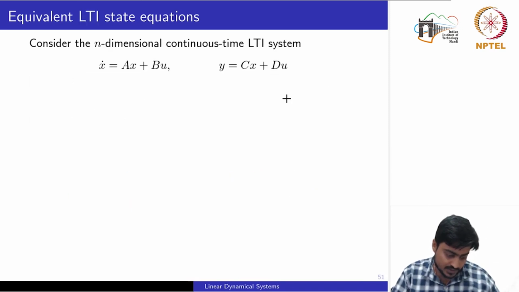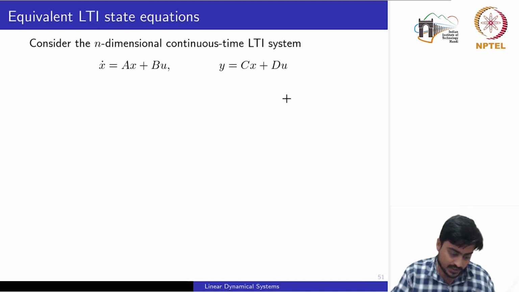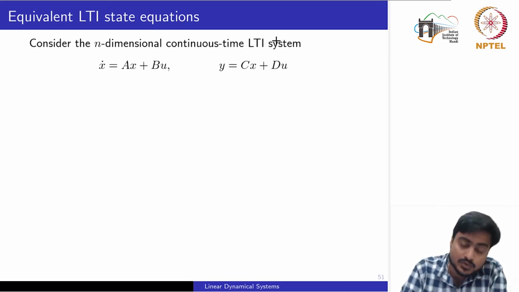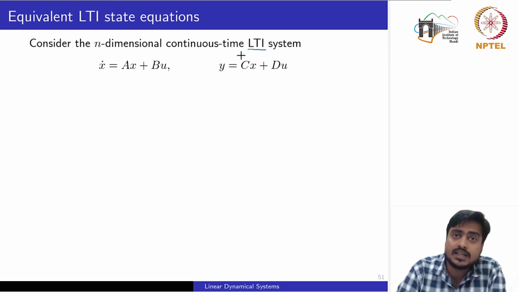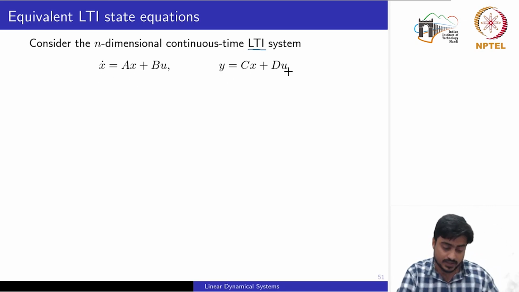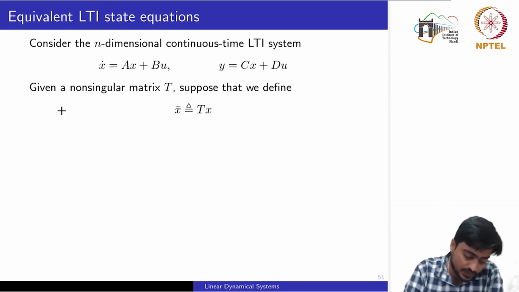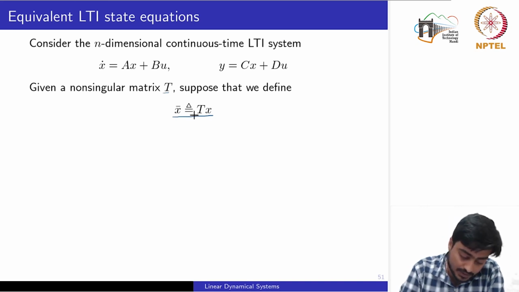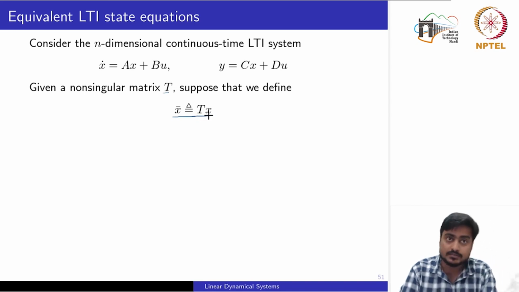First we'll define this notion very quickly in an informal way. Let's say we have an n-dimensional continuous time LTI system. First we'll discuss the LTI systems and then we will move towards the LTV case. So we have this state equation x dot and this output equation. Suppose we are also given a non-singular matrix T. We define a variable x bar equal to the multiplication of the non-singular matrix T and the state variable x.